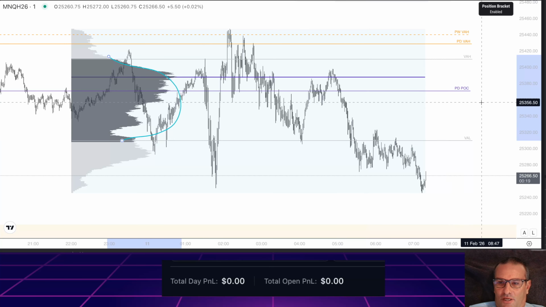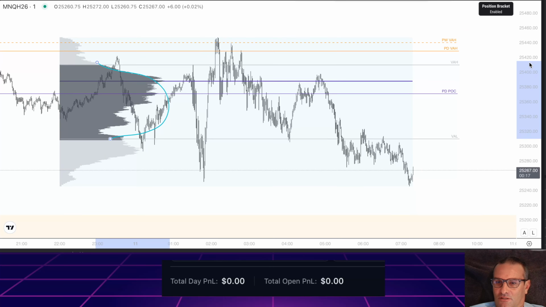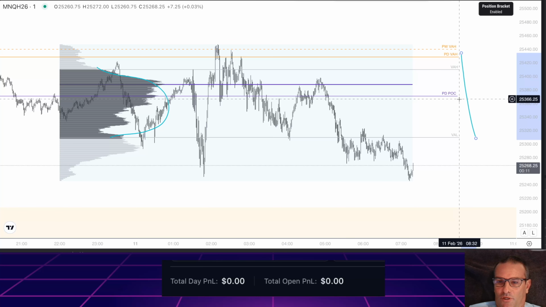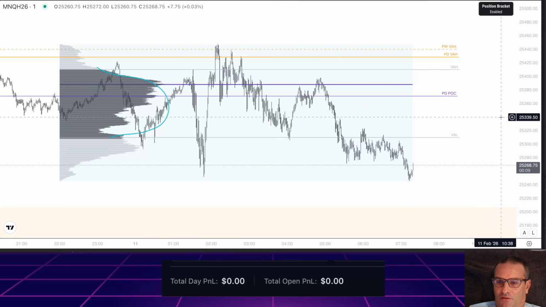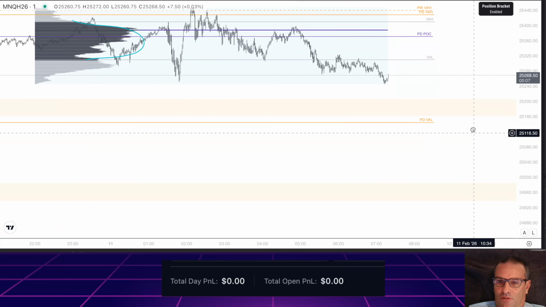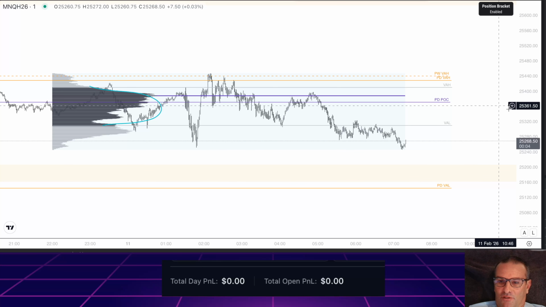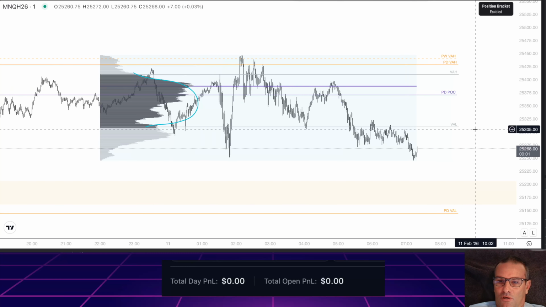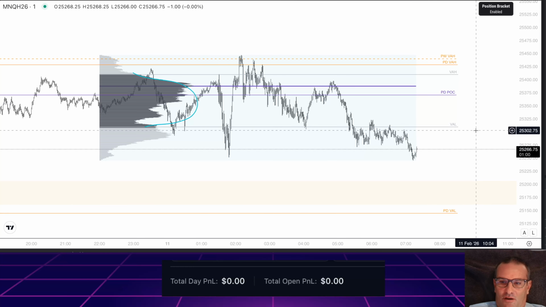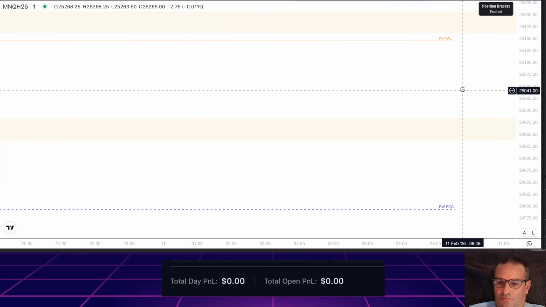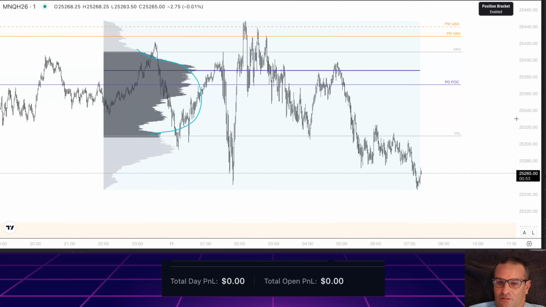Next is, let's look at the previous day's events. So we've got previous day POC here. We also will have a look for previous week POC. So where are we in relation to that? Previous week POC is all the way down here. Previous day POC. So we're below previous day POC and current POC, but above previous week POC.